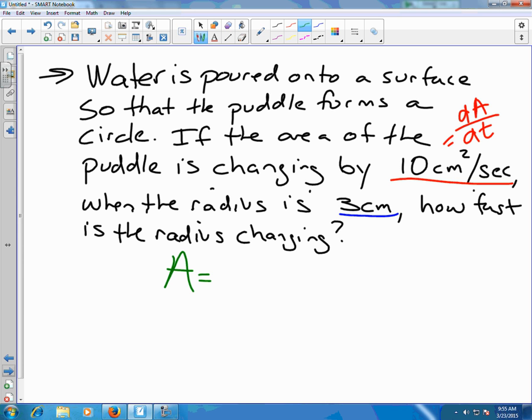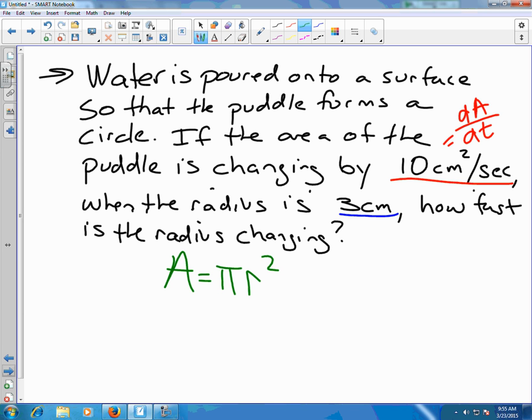Just like we did with the circumference. So the circumference is 2 pi times the radius. The area is pi times the radius squared. Does that make sense? Okay. All right, so just like we did before, this is our equation that's going to relate the area to the radius, right, just the area of the circle.